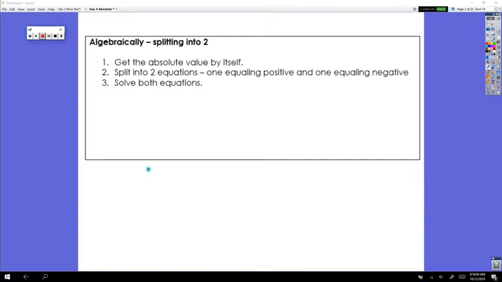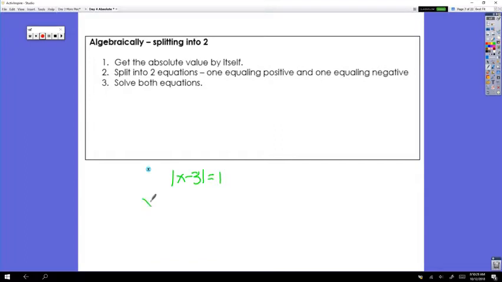Now we're going to solve for the exact same problem algebraically. The problem that we were just looking at is the absolute value of x minus 3 is equal to 1. Step 1 of solving this algebraically is to get the absolute value by itself. The absolute value is already by itself for this problem. Step 2: split into two equations, one equaling positive and one equaling negative.